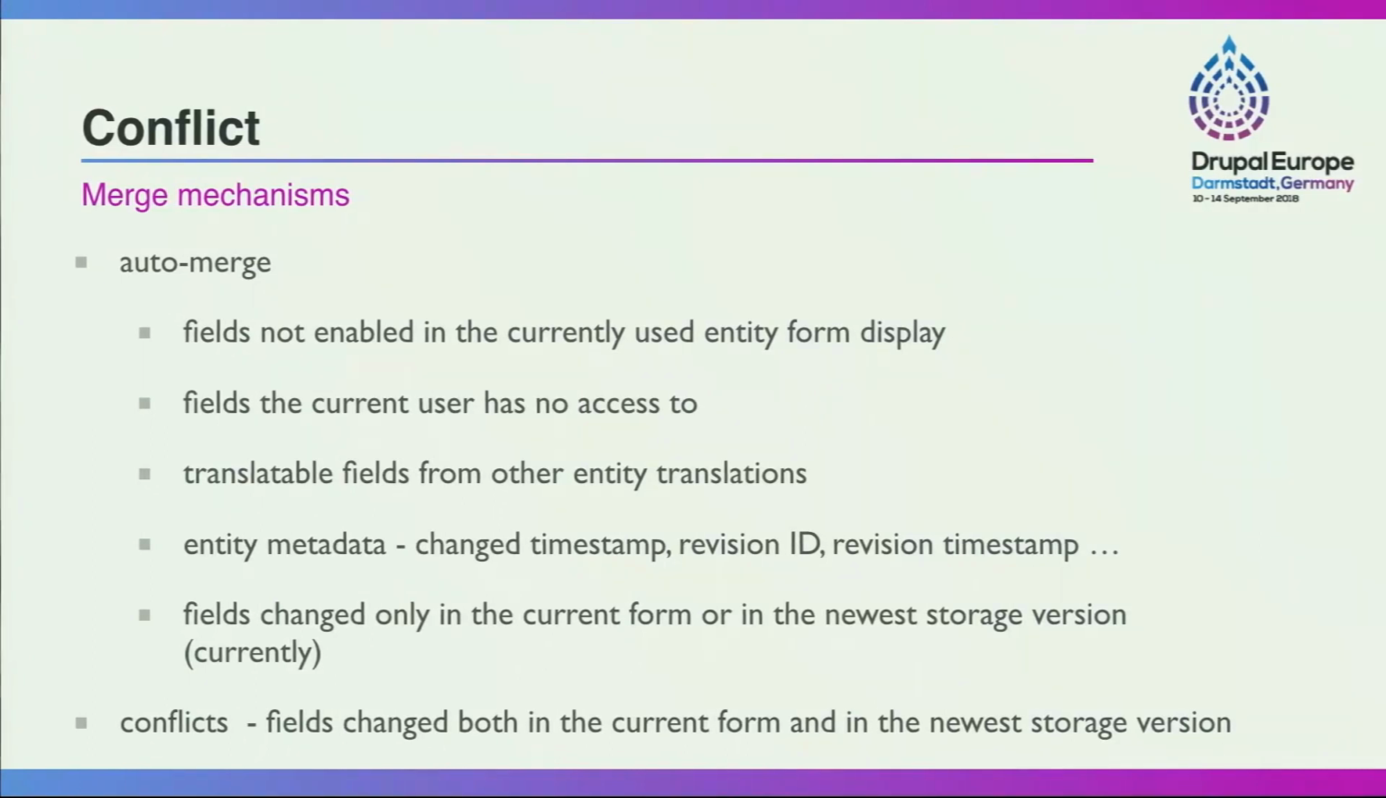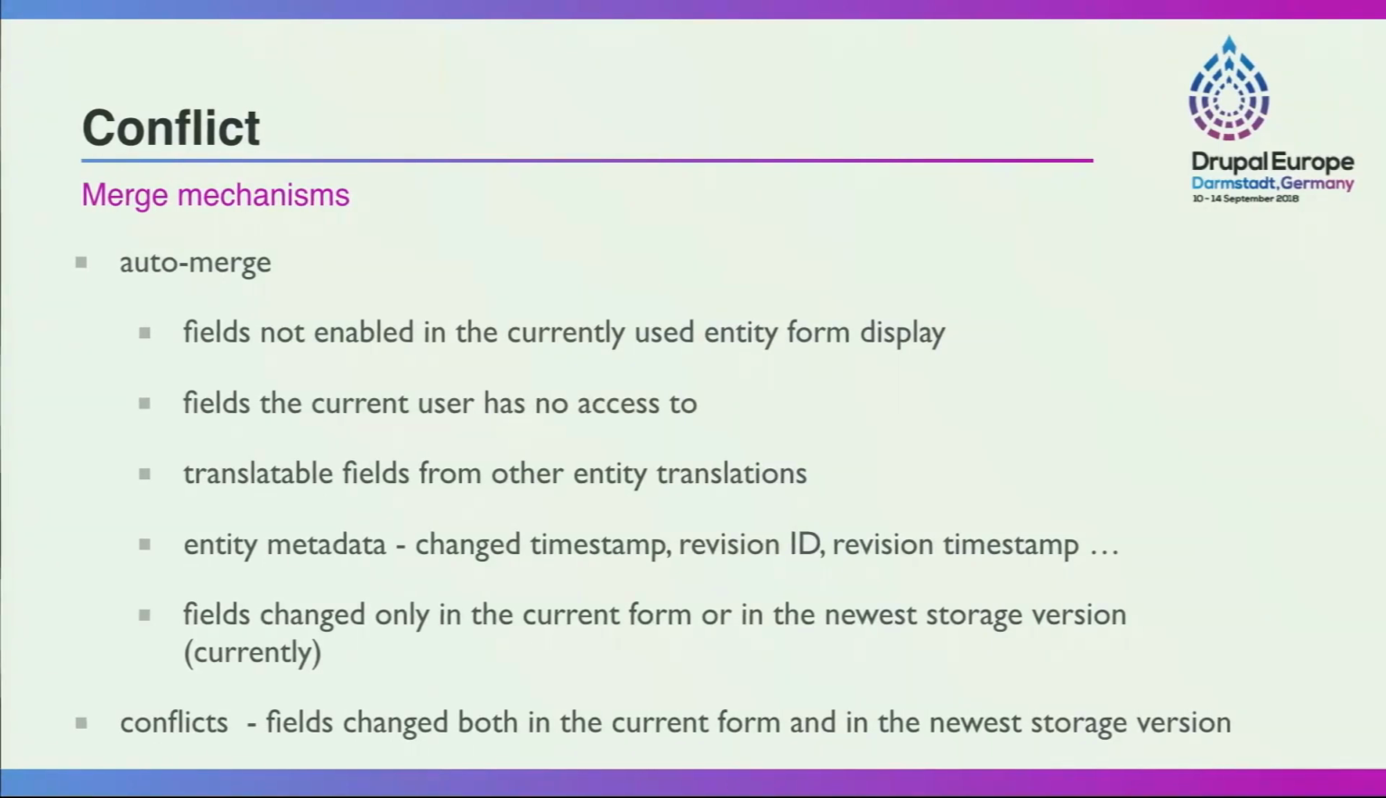So when the form is submitted, we try to merge as much as possible automatically. This means that if we have fields that are not enabled on the current entity form, but have been changed by another user in another entity form where that user had access to those fields, then we will merge them. There is no reason to show conflicts there. Then there are fields that the current user doesn't have access to. They might be enabled in the entity form, but the user cannot edit them. That's why we take the newest values from the storage.